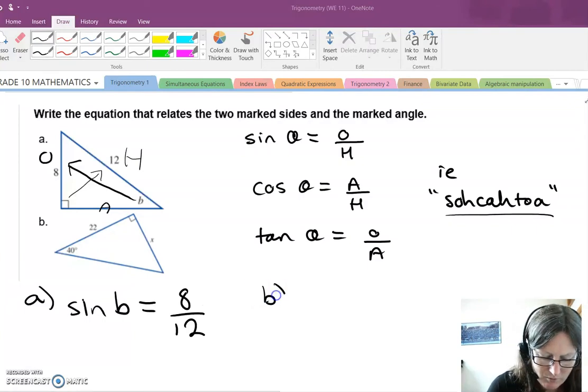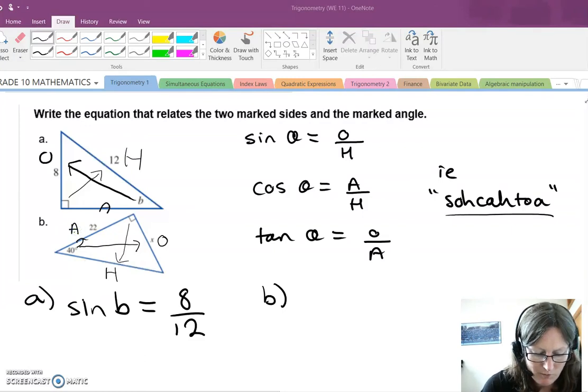Let's look at triangle B. 40 degrees is the marked angle. The side opposite the right angle is called the hypotenuse. The side opposite the marked angle is called opposite. The side next door to the marked angle is called adjacent.